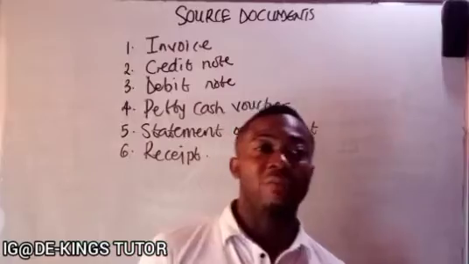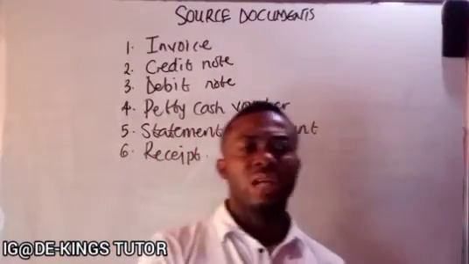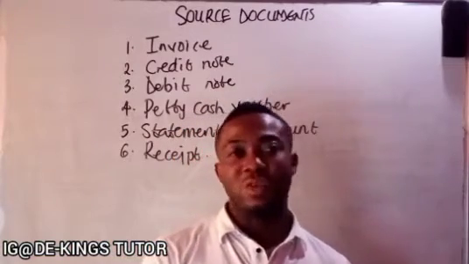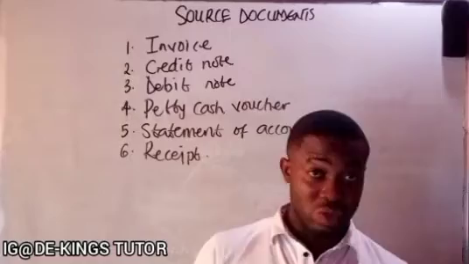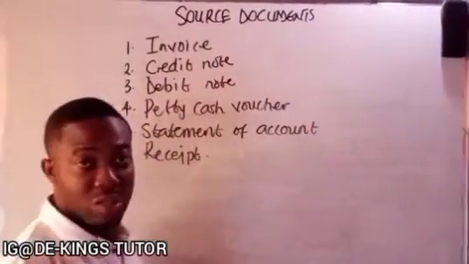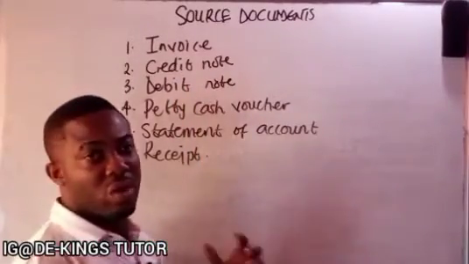Most times, we want to know in a particular recording where the goods that were sold are from. So we tend to check the invoice to see the price and if there were discounts that were given. So the invoice is a type of source document. The next one is a credit note. Now, what is a credit note?